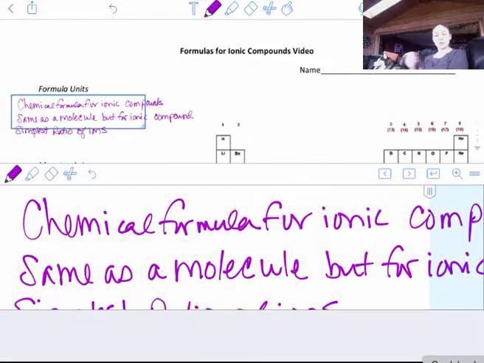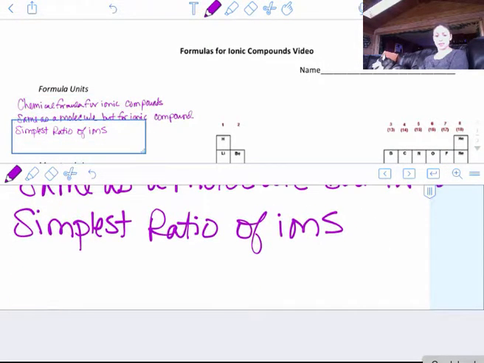So first, what we're talking about is exactly what a formula unit is, kind of a vocabulary term here. The chemical formula for an ionic compound is called a formula unit. It's kind of like a molecule, but for ionic compounds. We'll talk more about this later, but molecule is a term we reserve for covalent bonds. We tend to deal with formula units for an ionic bond, but all it means is the simplest ratio of the ions.